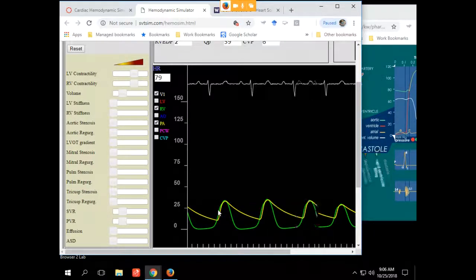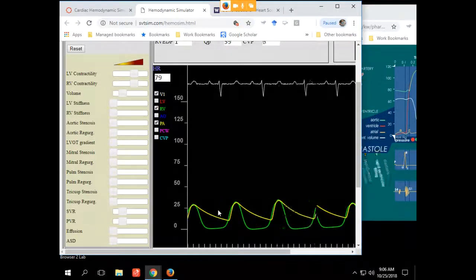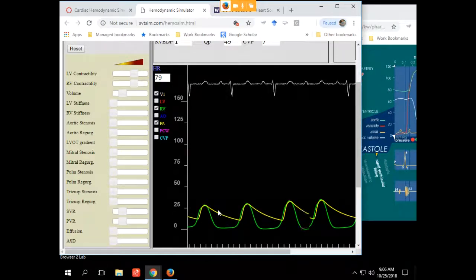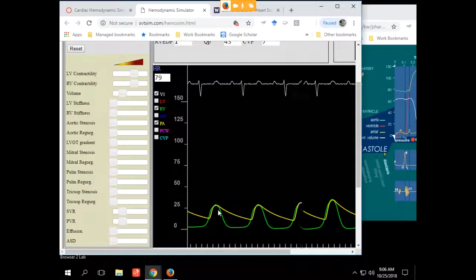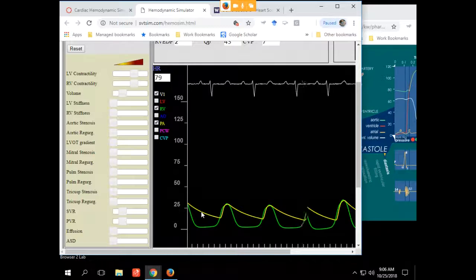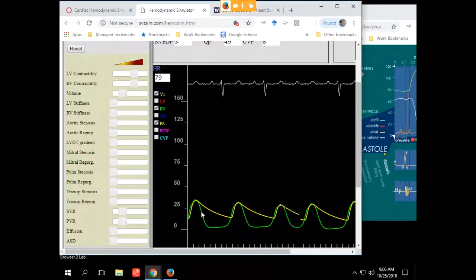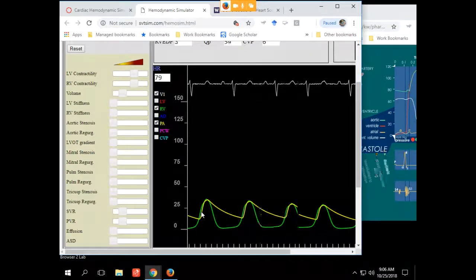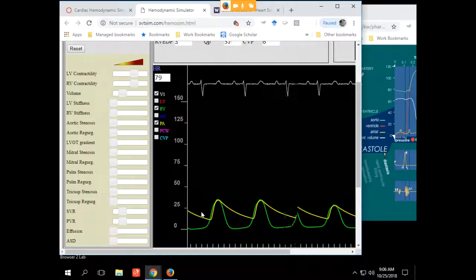So let's see if the same stuff still happens. Let's give this person pulmonary stenosis. What do you think is going to increase? The pressure in the right. The green is your right ventricle, the yellow is your pulmonary artery. So which pressure would be higher if there was pulmonary stenosis? Right ventricle. All right, that's your hypothesis.